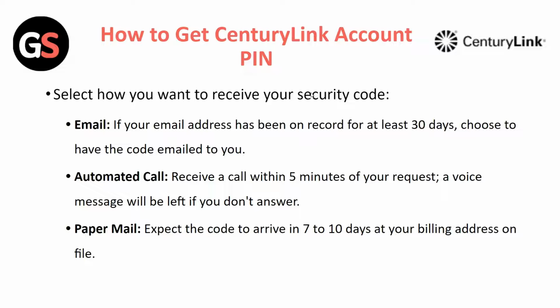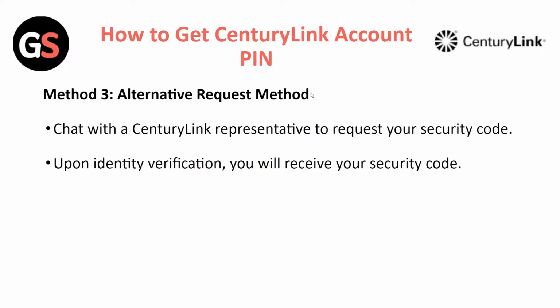If your email address has been on record for at least 30 days, choose to have the code emailed to you. Then automated call, receive a call within 5 minutes of your request. A voice message will be left if you don't answer. So paper mail, also expect the code to arrive in 7 to 10 days at your billing address on file.